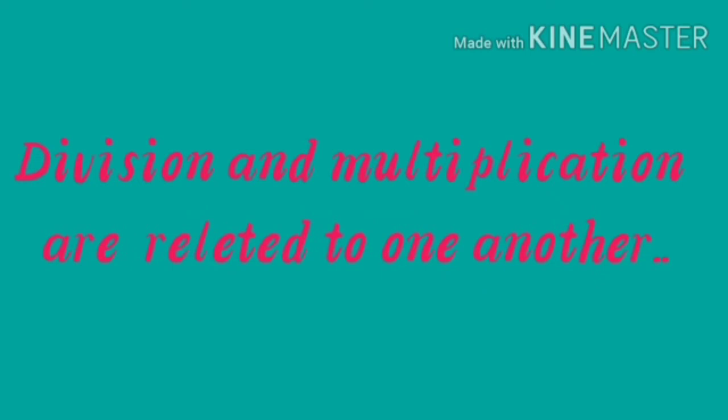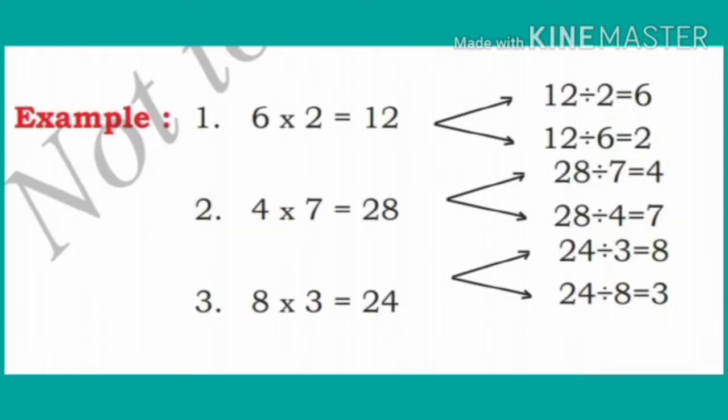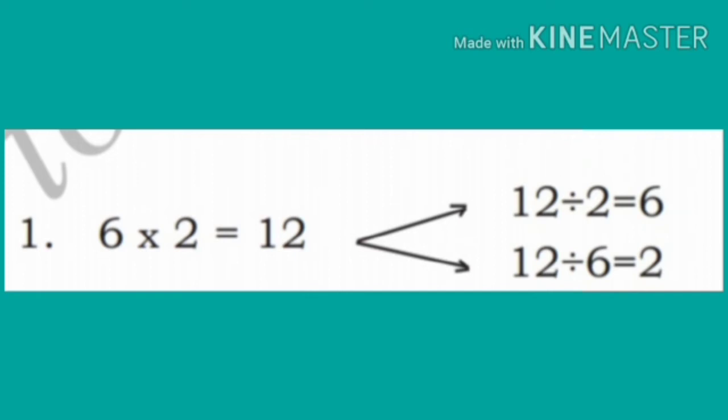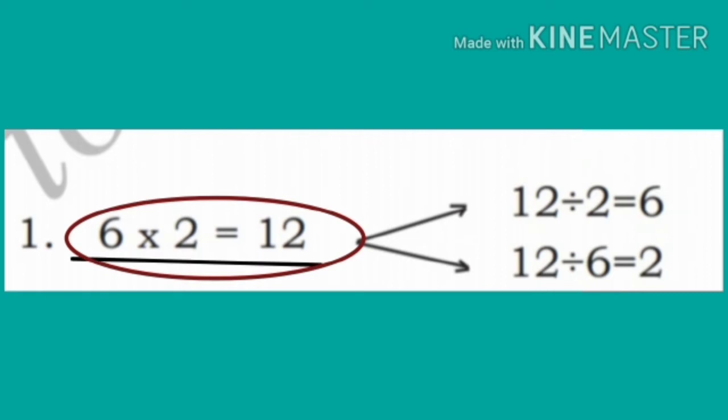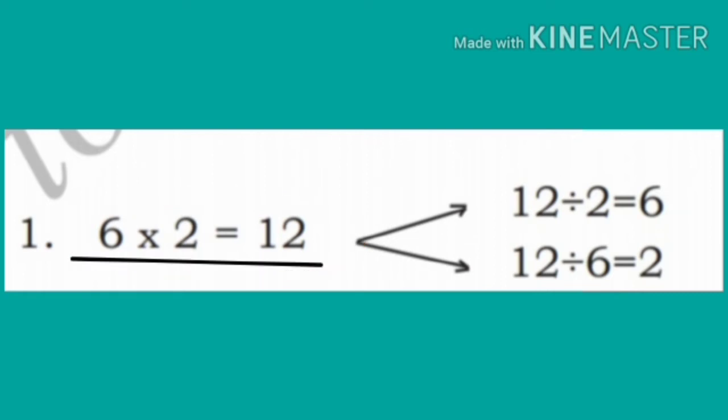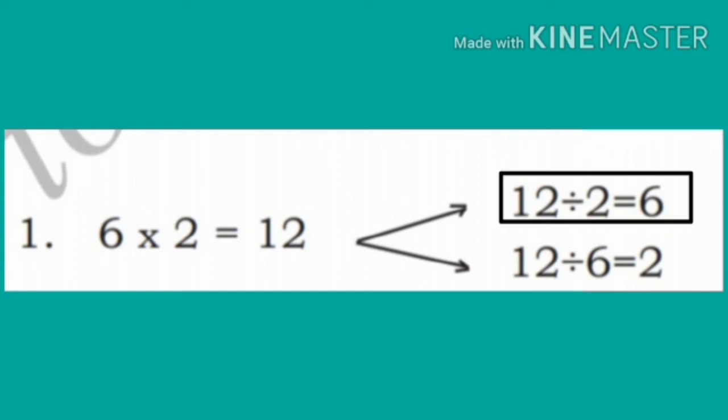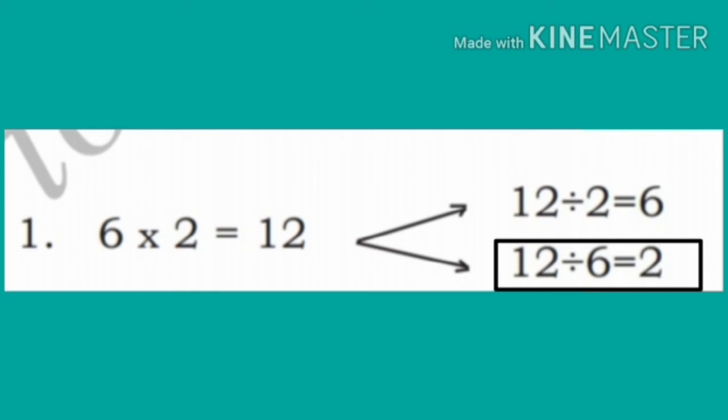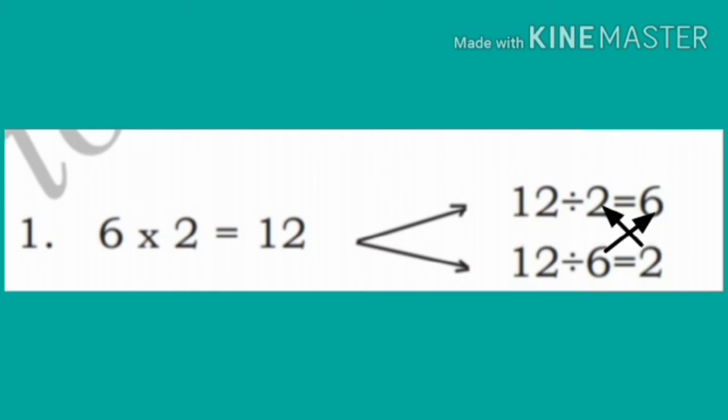Observe more examples, children. In the first example, the given multiplication form is 6 into 2 is equal to 12. Here we write the division form. Observe here: 12 divided by 2 is equal to 6, and 12 divided by 6 is equal to 2. If we write the division form, we interchange the divisor and quotient, then also we get the dividend itself.